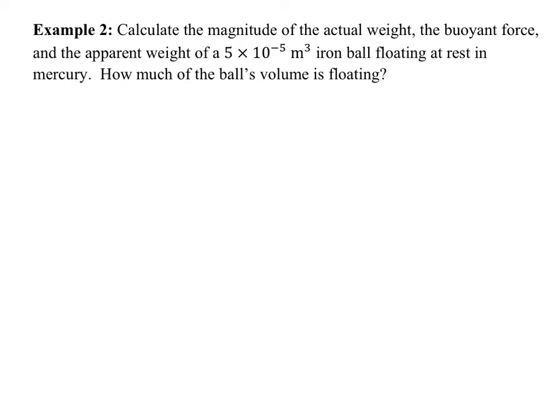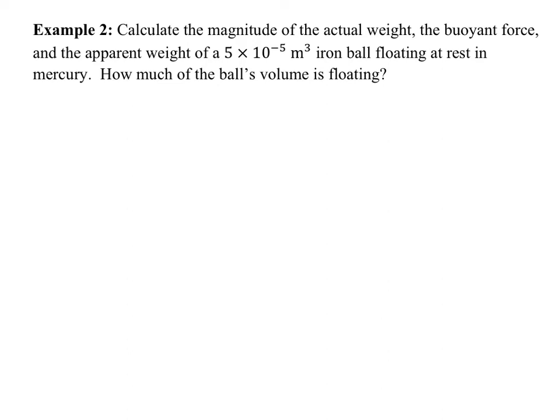So example 2 here, we're going to take a look at an iron ball that's floating in a fluid. How can something like iron float in a fluid? How's that possible? If the fluid is denser, very good. If the fluid is denser. It's not water here, because iron is more dense than water and would definitely sink in water. What is it in instead? Mercury. Liquid mercury is extremely dense.